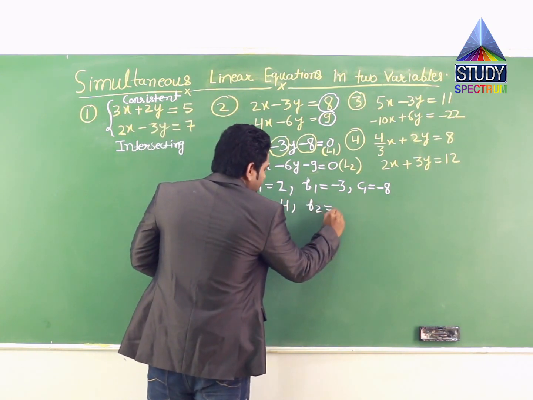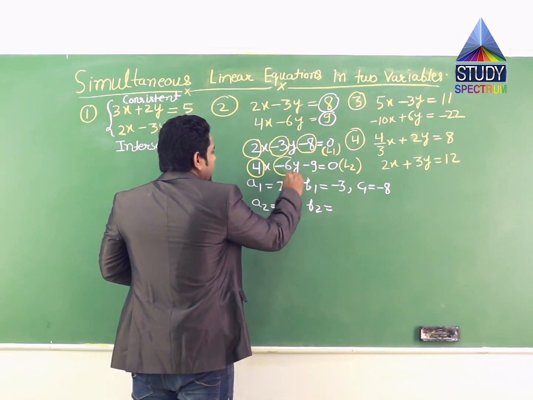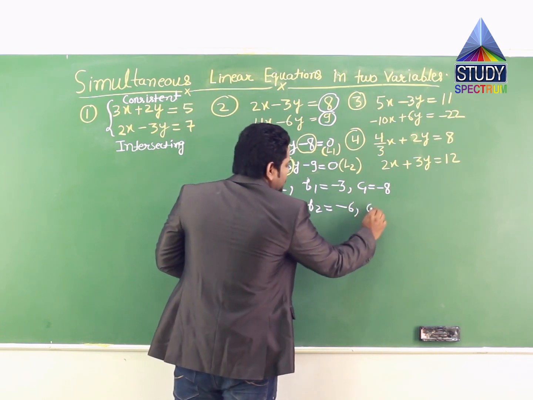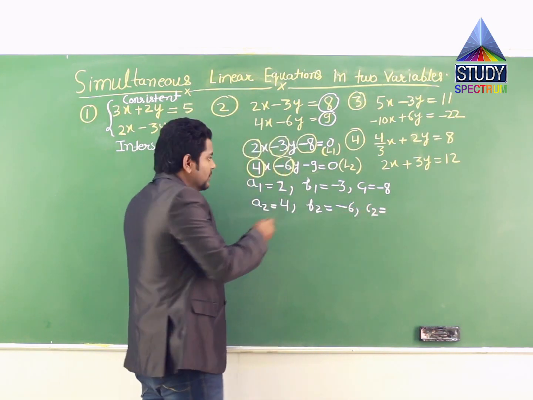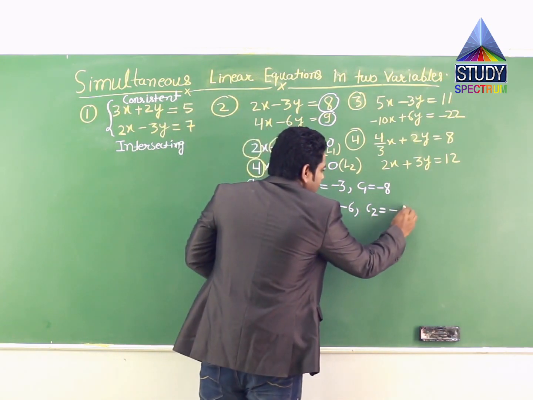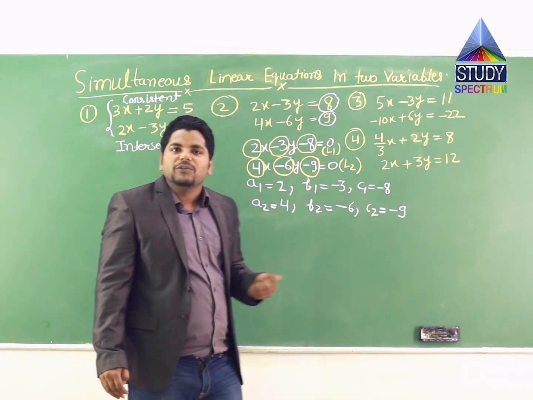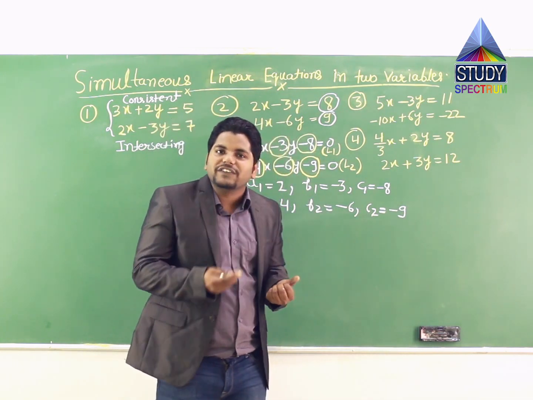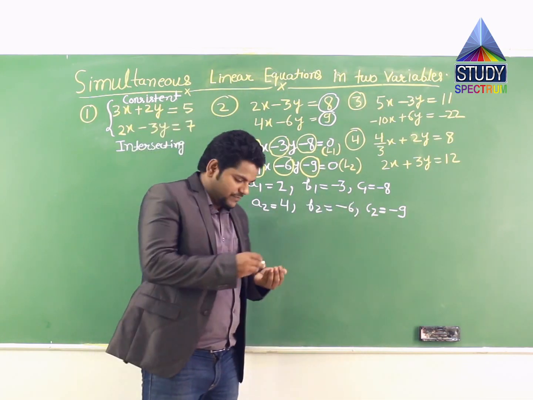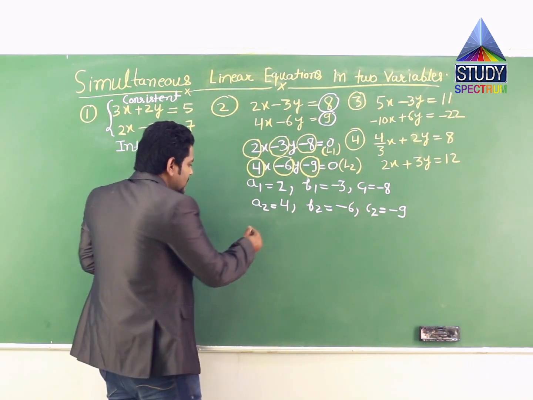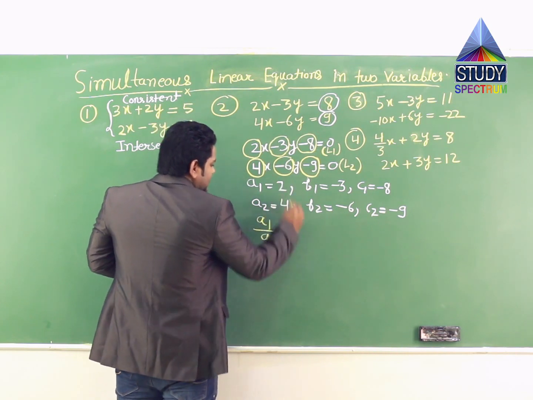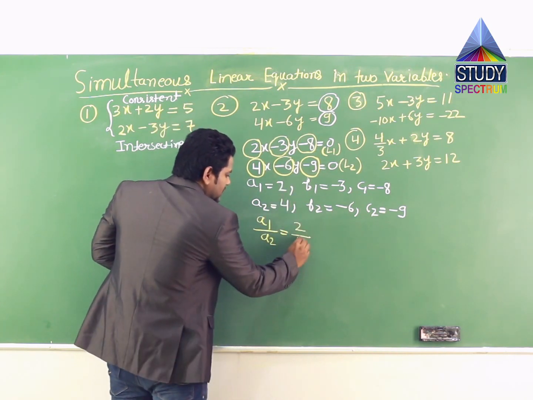B2 is minus 6, and C2 is equal to minus 9. Okay, now we'll calculate the respective coefficient ratios A1 by A2, B1 by B2 and C1 by C2, as we have done earlier. So A1 by A2: here A1 is 2 and A2 is 4.